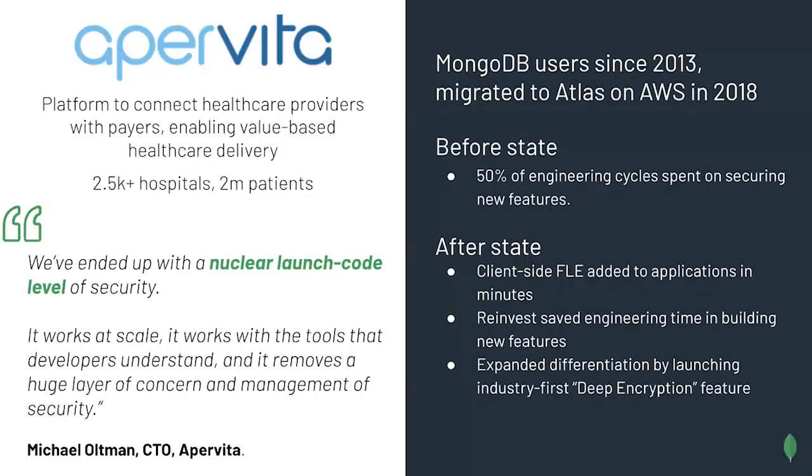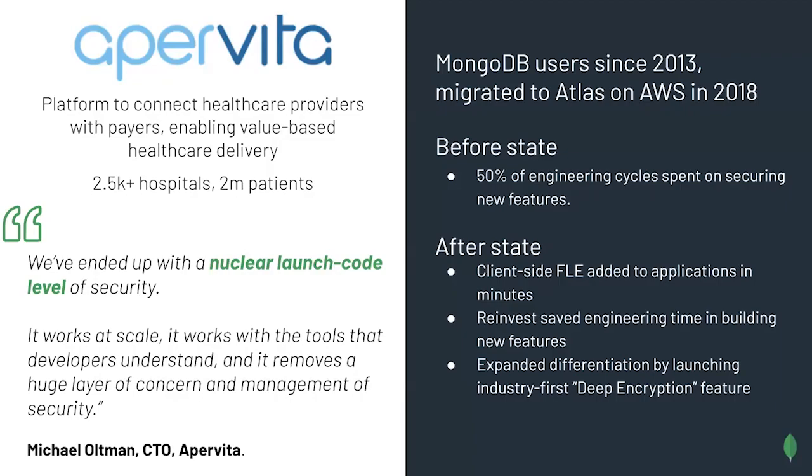So we'll start with Apavita, who I mentioned a moment ago. They're serving over 2,500 hospitals in the US, over 2 million patients. They've been using MongoDB since 2013. They migrated to Atlas on AWS, our fully managed cloud service, in 2018. But they found that 50% of their engineering cycles were being spent on securing new features, which is one of the reasons why they were so keen to work with us in the early stages of developing this feature.